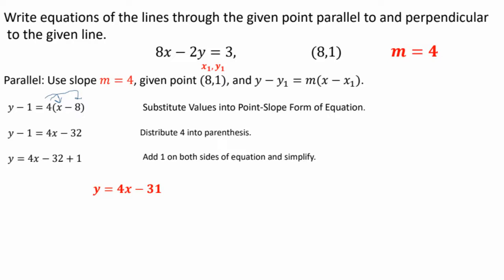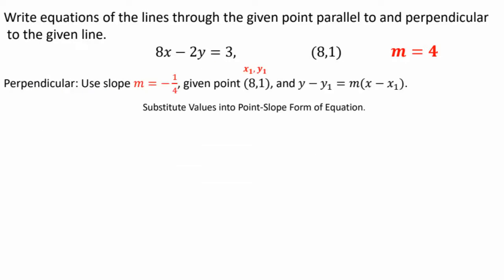Now we need to define the perpendicular. If my parallel has a positive slope, well, opposite to that is going to be a negative slope, right? I can also convert this slope of 4 into a fraction, making it 4 over 1, and the reciprocal of this fraction would be 1 over 4. So my perpendicular slope is given by the negative reciprocal of the given slope. The perpendicular slope is negative 1 over 4. And again, I'll use my point-slope formula to go ahead and find that equation.